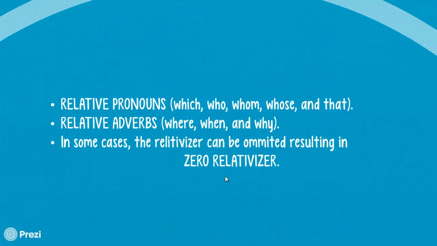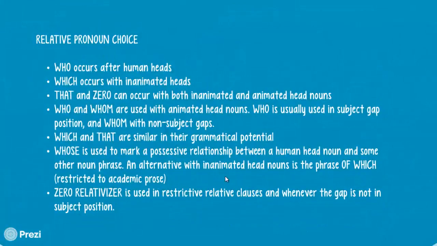As regards the choice of relativizer that we are going to use, we need to bear in mind the type of head noun we need to modify. For example, with human heads, we use the relativizers who or whom. This means that they can be used with animate head nouns. With inanimate head nouns, we can use which or that. They are both similar in their grammatical potential, and sometimes they can be used interchangeably.